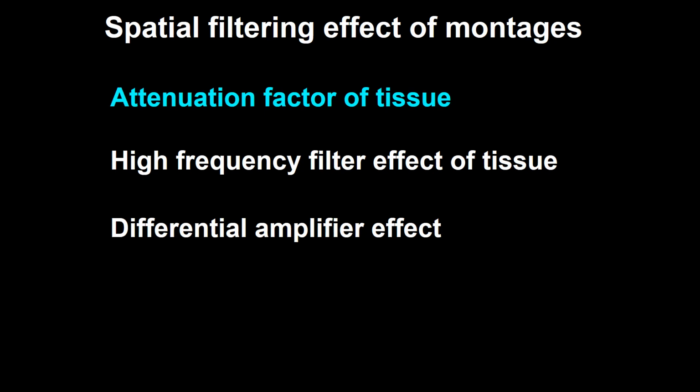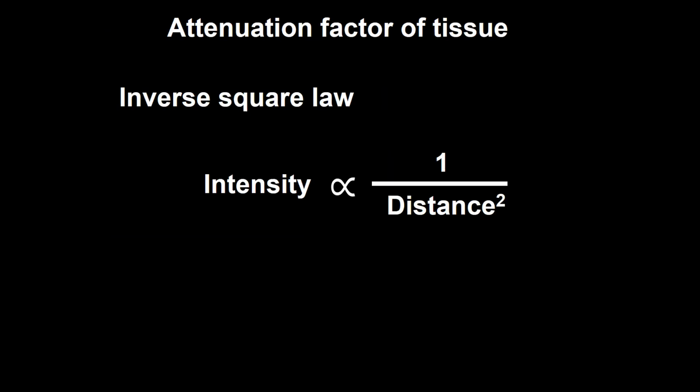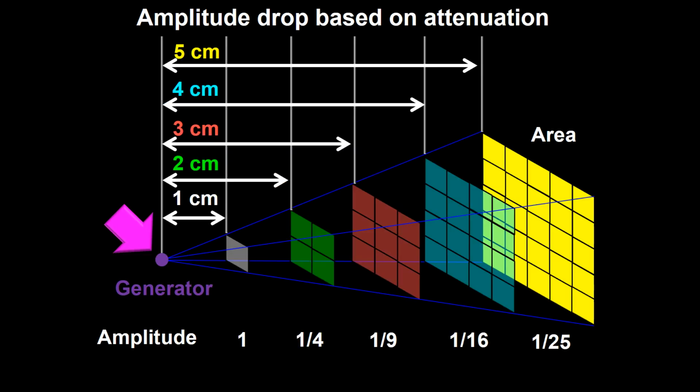The first factor is the attenuation produced by the tissue itself. The effect of the attenuation factor can be summarized by the equation stated in this frame. The intensity of a signal is inversely proportional to the square of the distance from the source. Please pause the video and take a few seconds to look at this frame. The arrow points to the generator, that is the source of voltage.